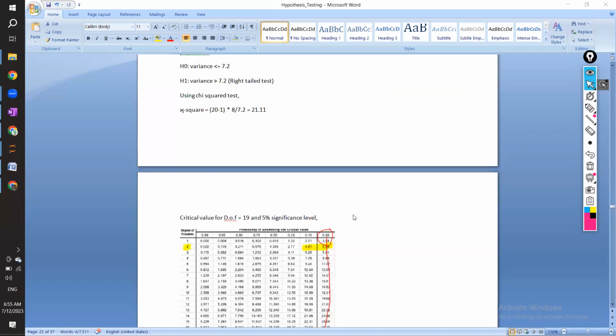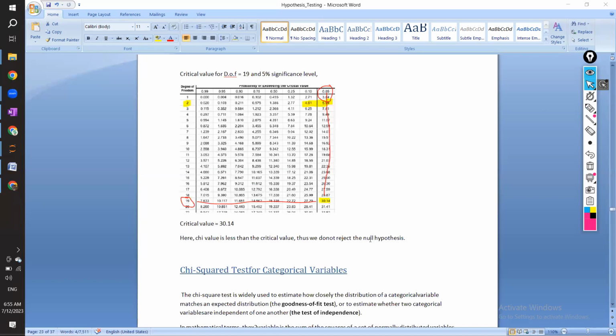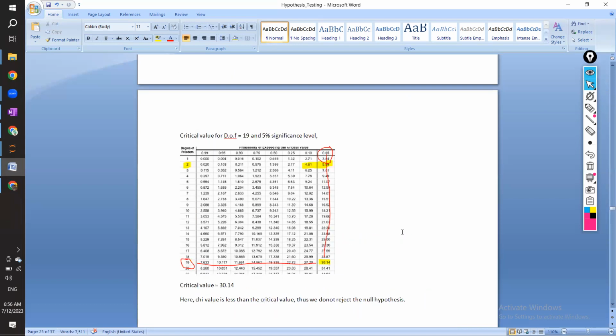So if chi-square is less than the critical value, then we do not reject the null hypothesis. That means we should accept the null hypothesis. Is that clear, guys?